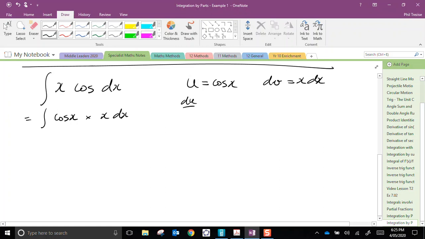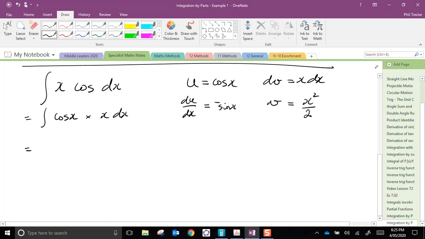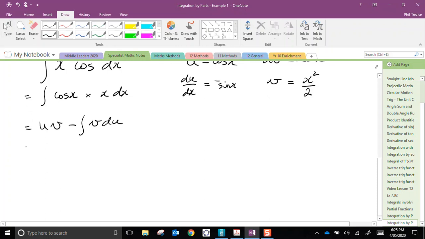So I can find du dx easily enough. Derivative of cosine is negative sine. I can integrate easily enough here. V will be the integral of x, so that is x squared over 2. I'm not going to add the c at that point. Coming back over here, remember, now if this was u, this was v, I would have to remember our formula was uv minus the integral of v du. Just write that in there for a minute.